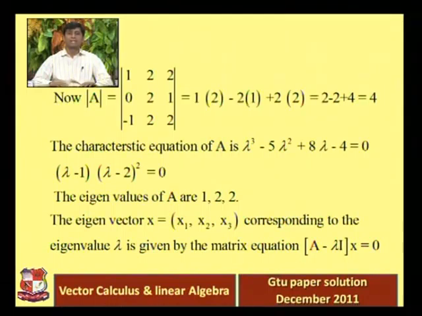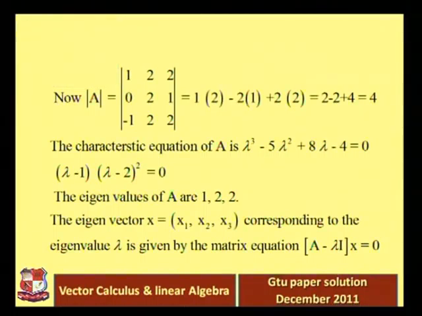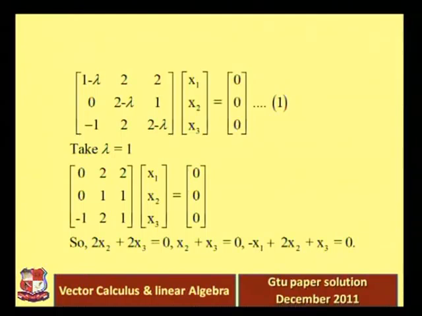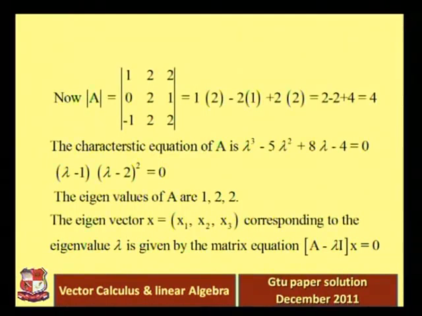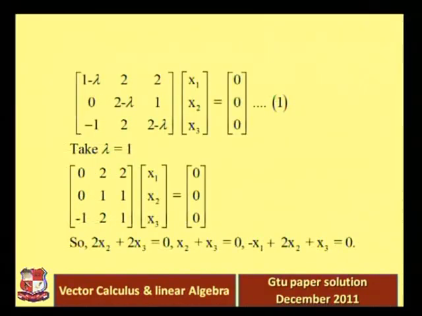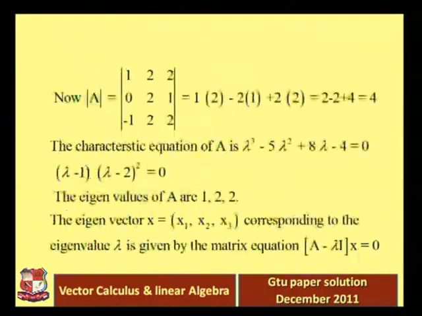The eigenvector X, with components x1, x2, x3, corresponding to the eigenvalue lambda is given by the matrix equation (A minus lambda I) into X equal to 0. So we have 1 and 2 as eigenvalues: 1 occurs one time and 2 occurs two times. You have to keep that in mind. So now we want to find the eigenvectors. First of all, corresponding to lambda equal to 1.